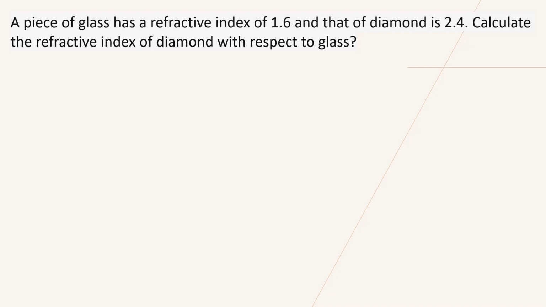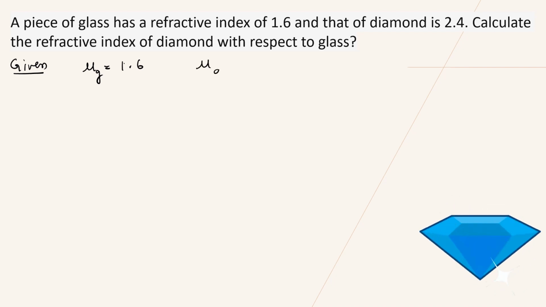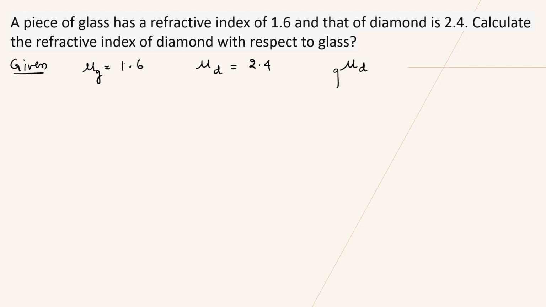Now first let us write the given part. Given: refractive index of glass, I'll write it as mu G is 1.6. Refractive index of diamond mu D is equal to 2.4. What are they asking? They are asking the refractive index of diamond with respect to glass. So how much will this be? This is called the relative refractive index.